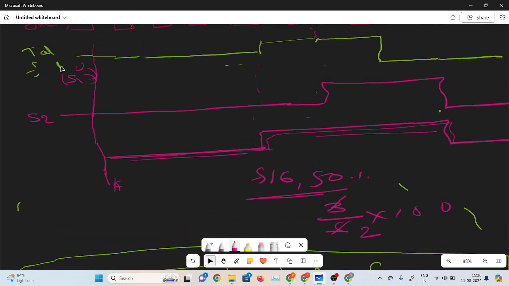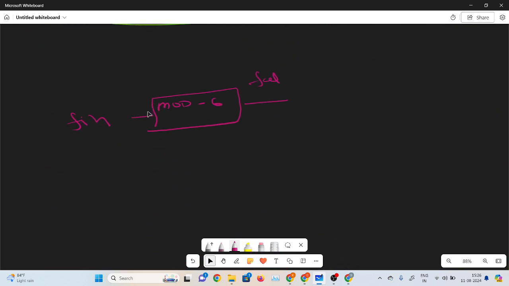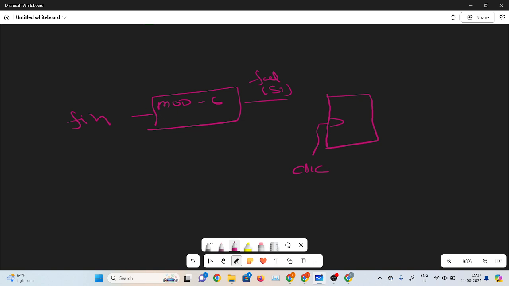So how will we make this circuit? This is the mode 6 counter, this is the input frequency, and this is the f by 6 output. I consider this output as S1. Here I will attach one positive edge triggered D flip flop. The positive edge triggered D flip flop will provide a 1 clock cycle delay. That is the D flip flop, and this is the Q and Q bar.